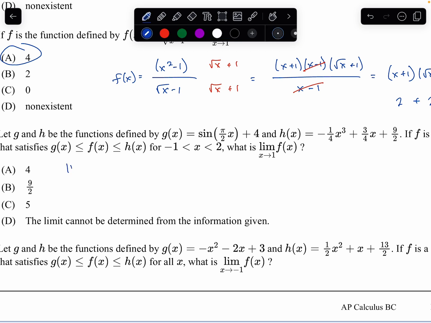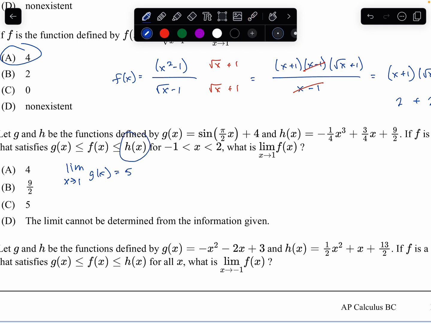So we're going to evaluate the limit as x approaches 1 of g of x. Okay, so here's g of x right here. Let's see if I can solve it just by substitution, because there's no domain restrictions here. Sine doesn't have any domain restrictions, neither does 4. So substitution should be just fine. So if I plug in 1, I get sine of pi halves, and sine of pi halves is 1. So 1 plus 4, this is going to be equal to 5.